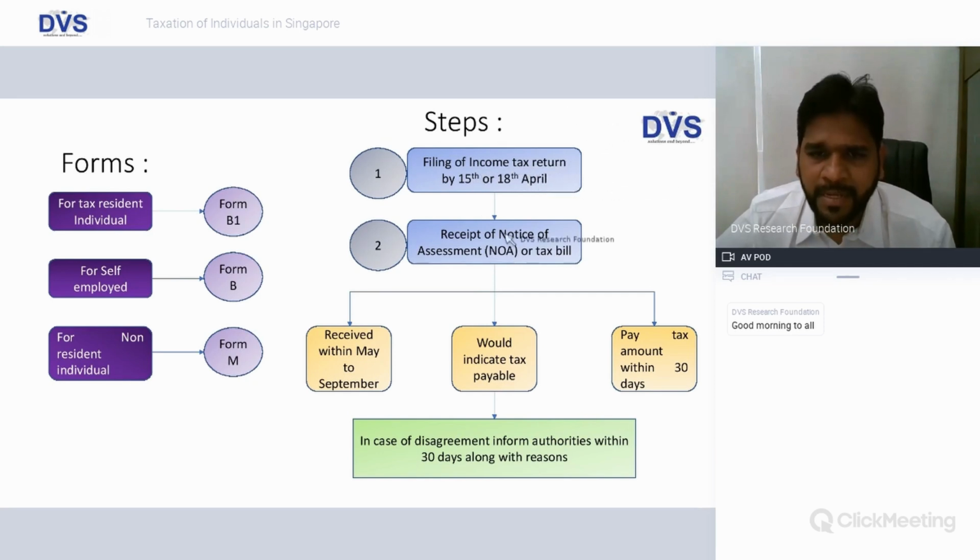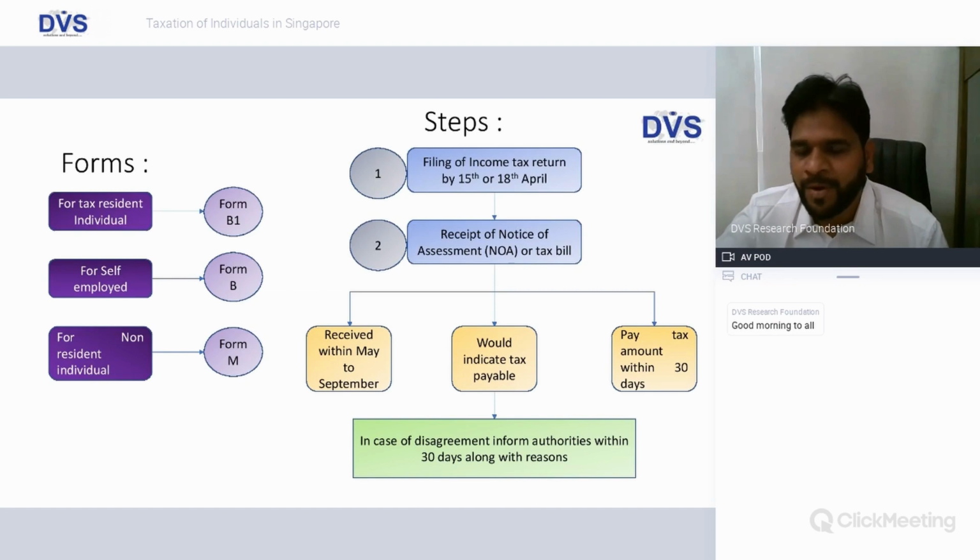After filing the returns, the assessee will get a notice of assessment, or a tax bill as we call it, which will state his tax payable to IRAS. Now, this tax notice can be received anytime between May to September of the current year for the income tax filed for the previous year. So as we have seen, the deadline is on 18th or 15th of April.